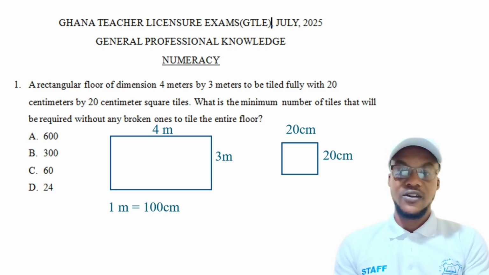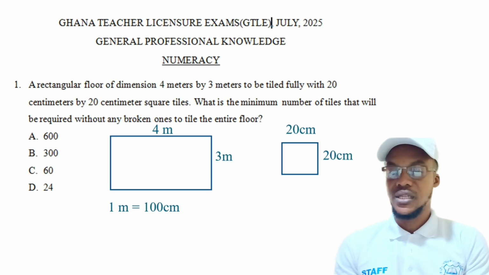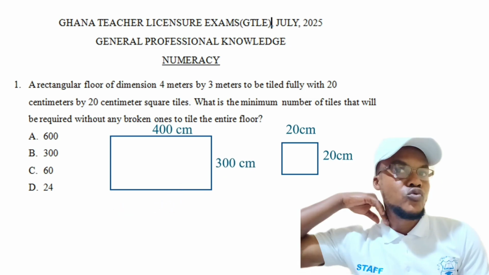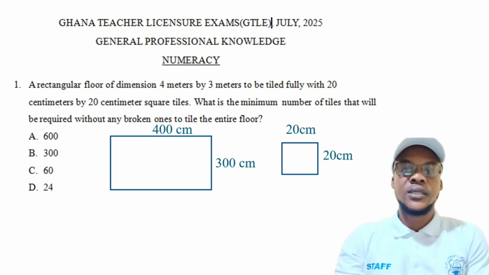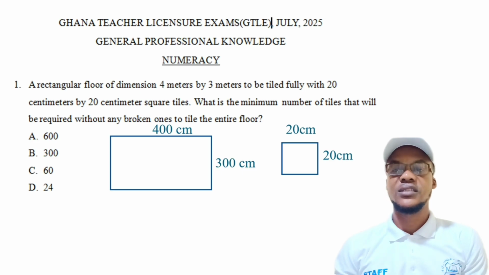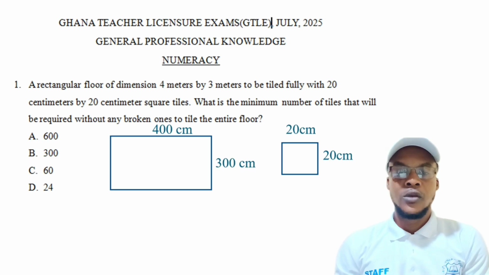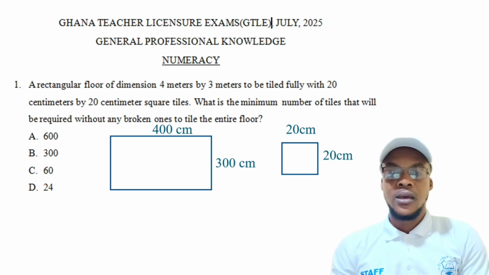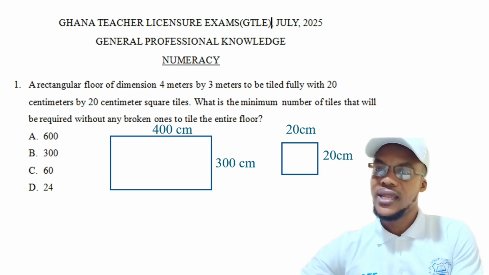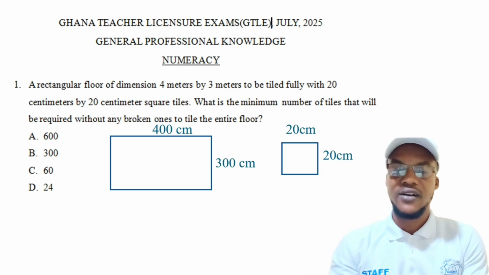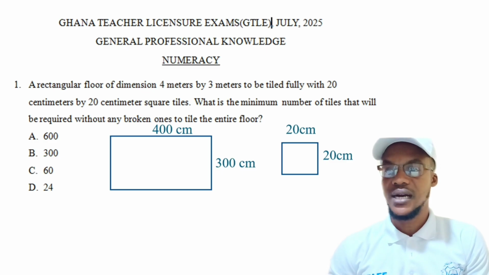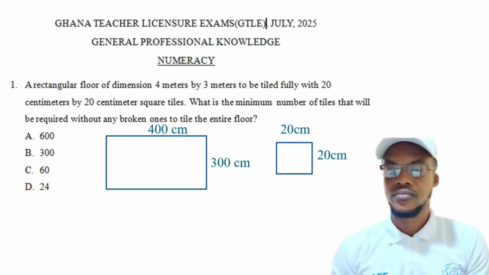Good. So it's very simple. We just change from meters to centimeters, and this is what we are getting. Once we are able to change from meters to centimeters, we have the same units, and it becomes easy for us to work with. So in the question, what does it say? It means that if we take the rectangular floor and the square tiles, how many of the square tiles will cover or fill the entire rectangular floor? That's what the question demands. Okay, great.